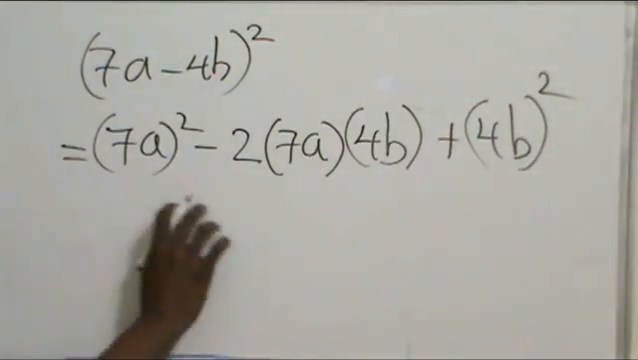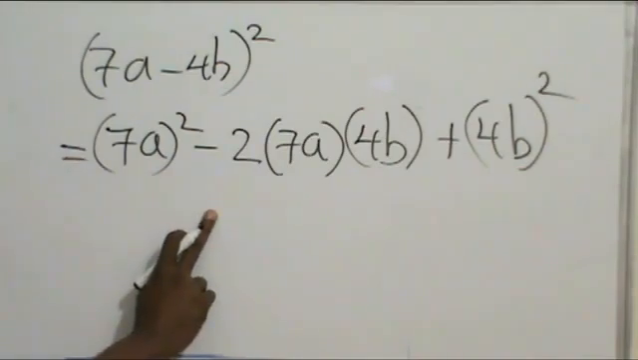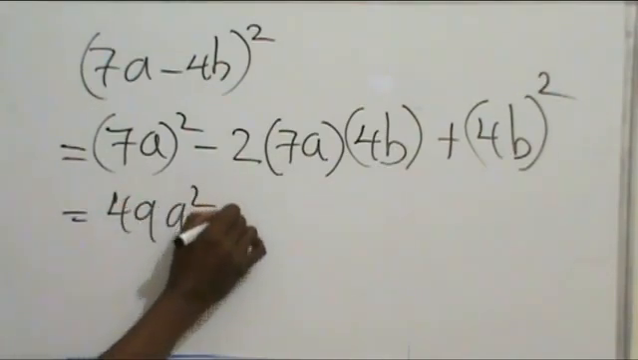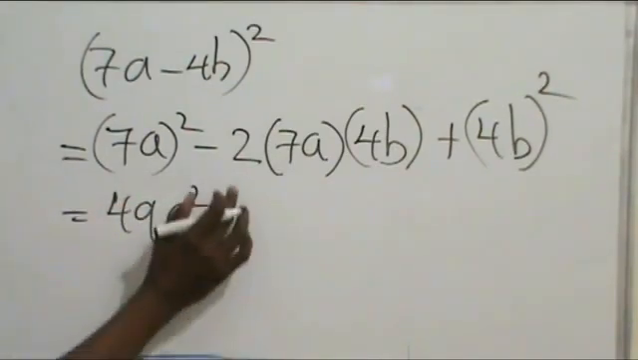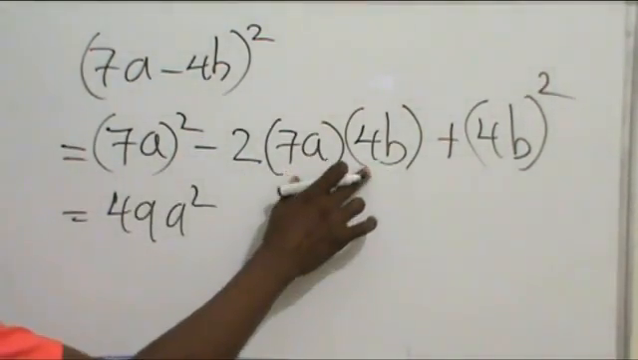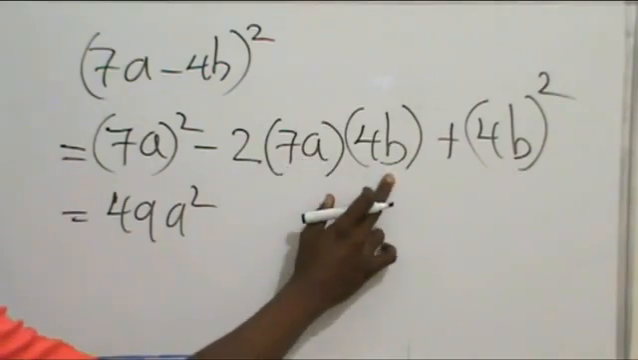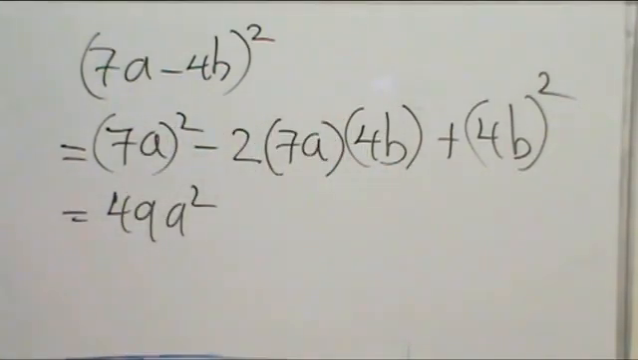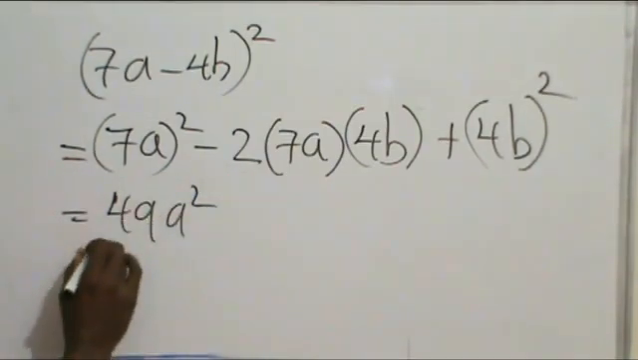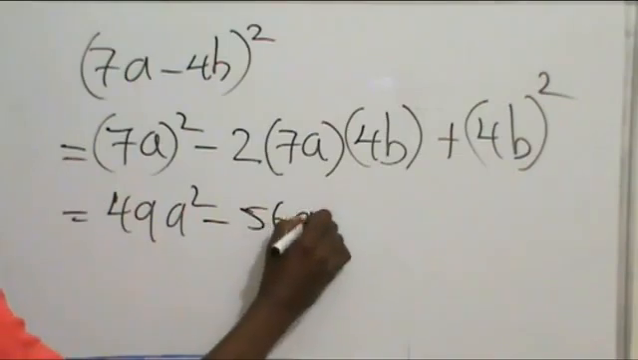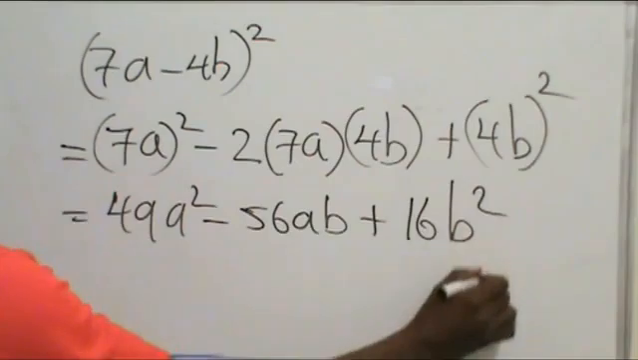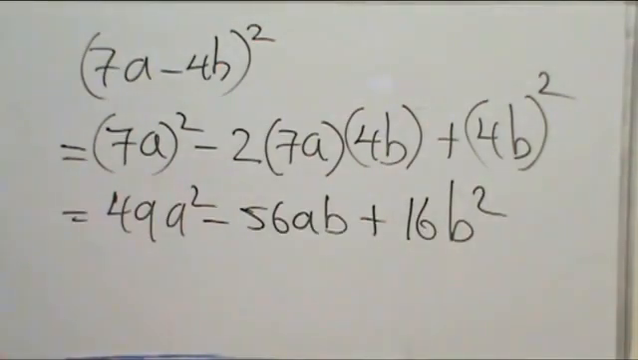Alright? So 7a, all to be squared, will be 49a squared. Minus 2 by 7a by 4b. 7a by 4b: 7 by 4 is 28, a by b is ab. So that will be 28ab by 2. 28 by 2 is 56. Alright? So that will be 49a squared minus 56ab plus (4b) squared, which is 16b squared. And that is it.